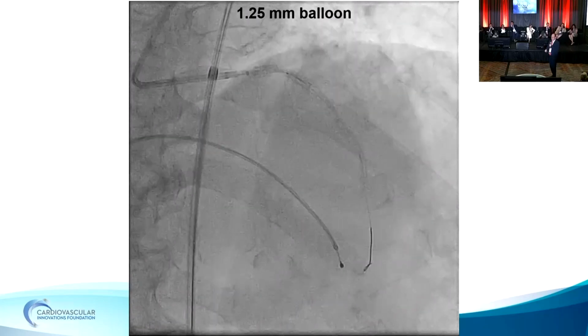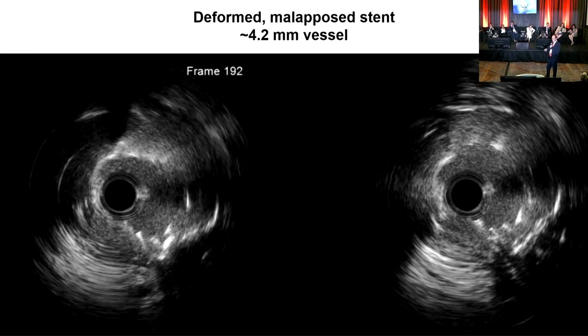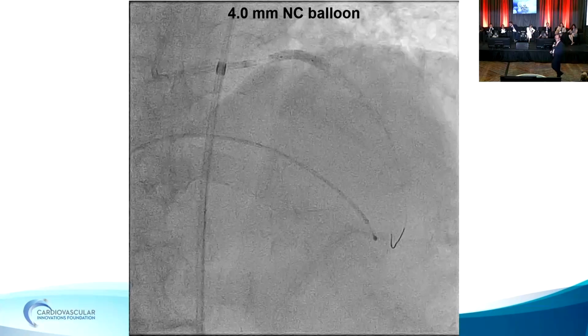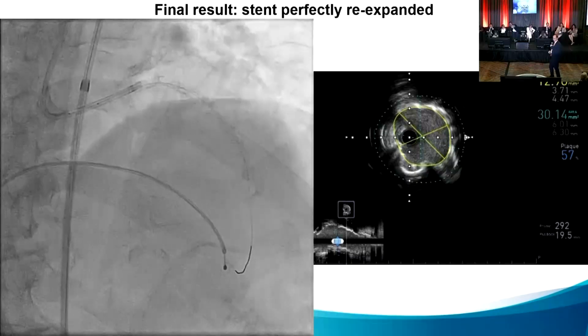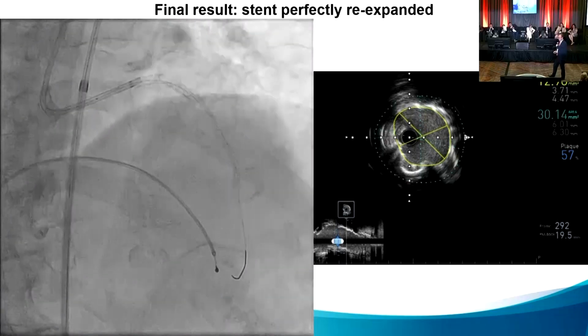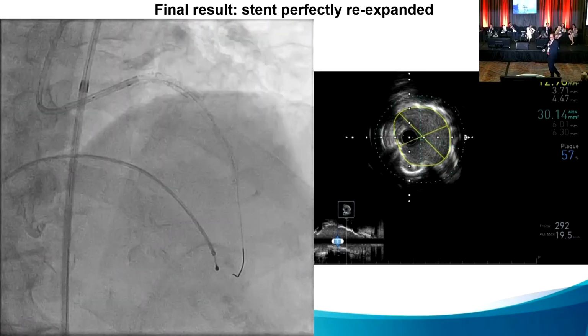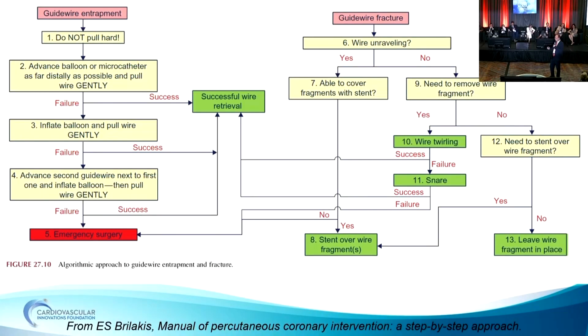We can advance a 1.25 balloon, then a 2.5 balloon, and after the 2.5 balloon, this is how the stent looked. So it was much worse than that probably, before being able to IVUS. And the vessel is, at that point, like 4.2, so we post-dilate the stent with a 4 millimeter NC. The stent reacquires its original shape and geometry, and it's perfectly re-expanded. We brought the patient back and we fixed the RCA just 6 weeks later.